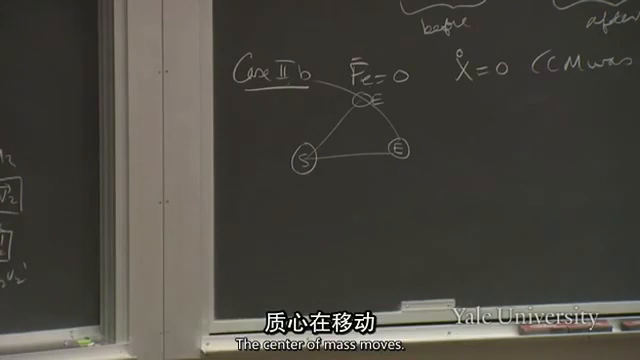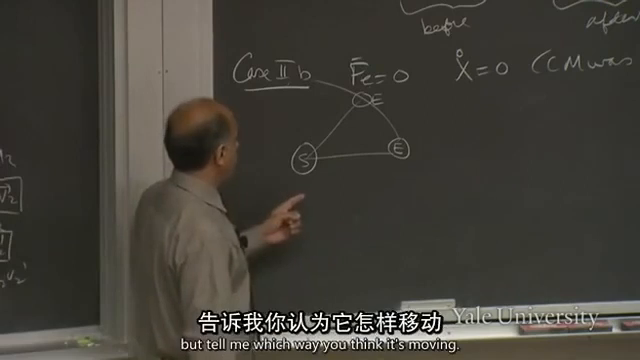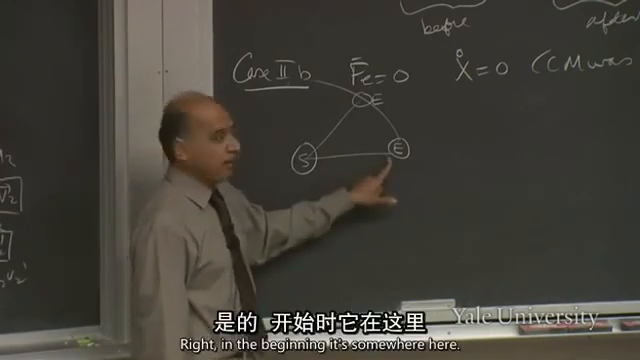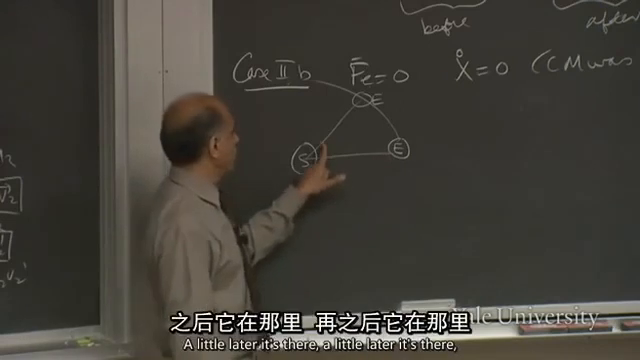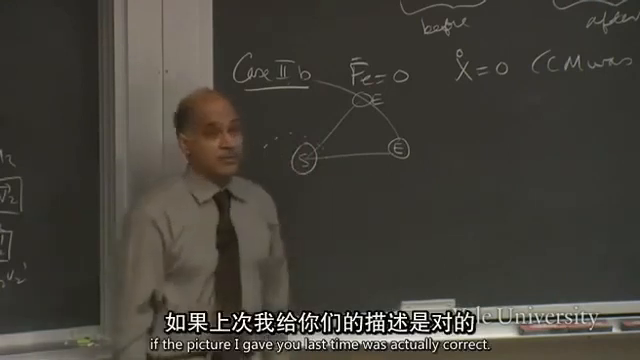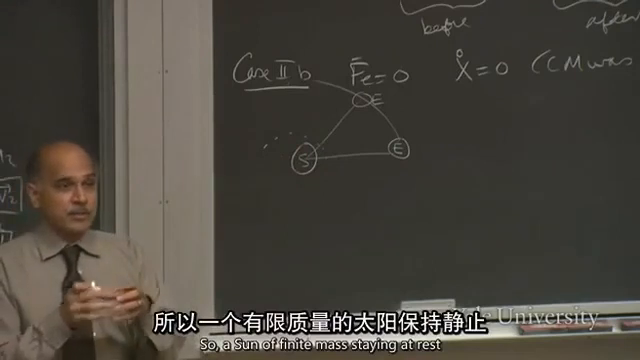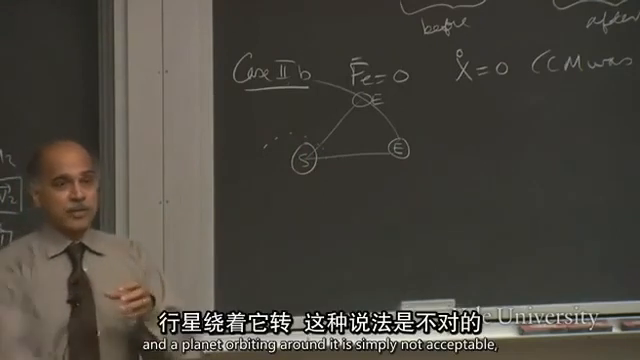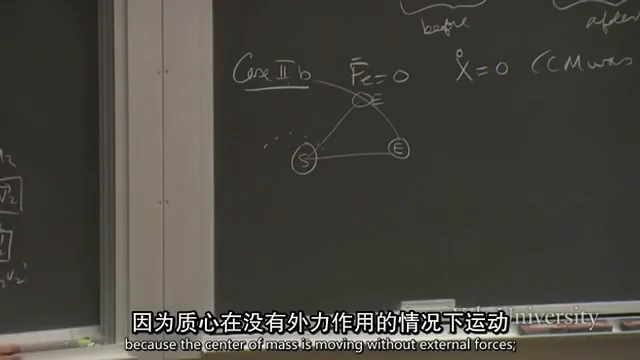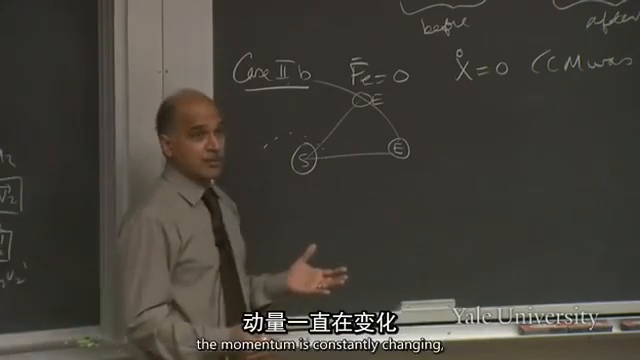But in terms of center of mass, you can say something else. Yes? The center of mass moves. It moves. Maybe you can tell me which way you think it's moving. In a circle. Right? In the beginning, it's somewhere here. A little later, it's there. A little later, it's there. So center of mass would do this if the picture I gave you last time was actually correct. So a sun of finite mass staying at rest and a planet orbiting around it is simply not acceptable, because the center of mass is moving without external forces. That's not allowed, or as he said, the momentum is constantly changing.